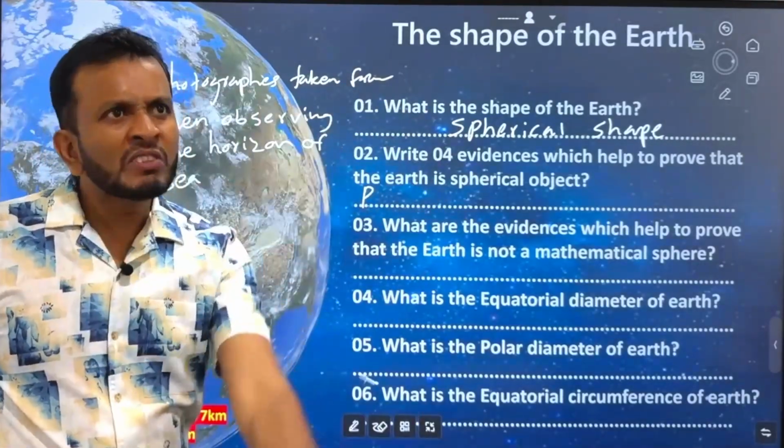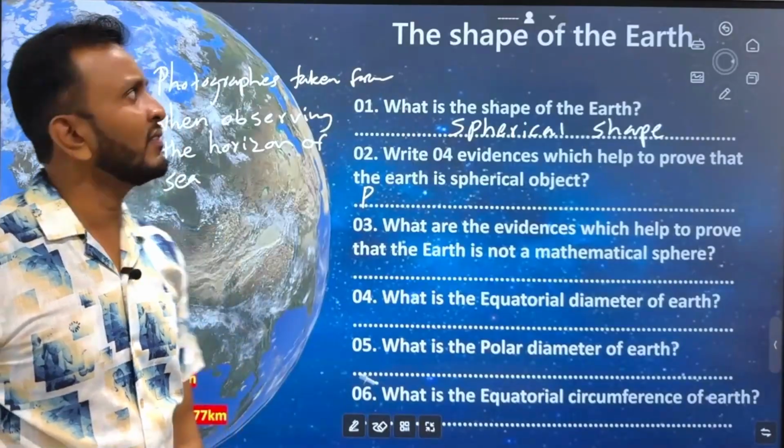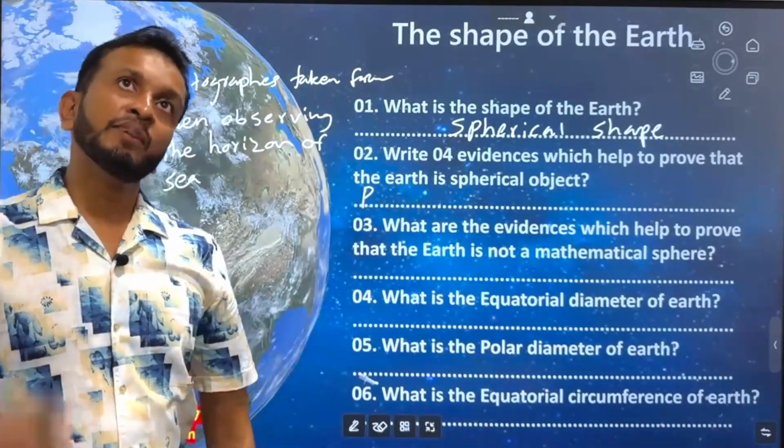Then we can believe the earth is a spherical one. Here, the photographs taken from the space.